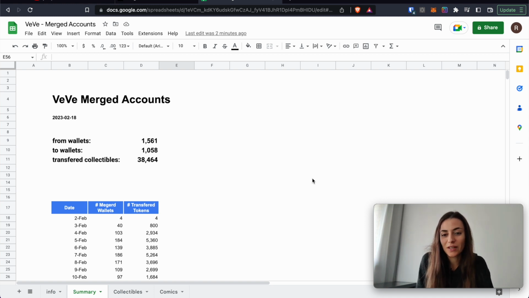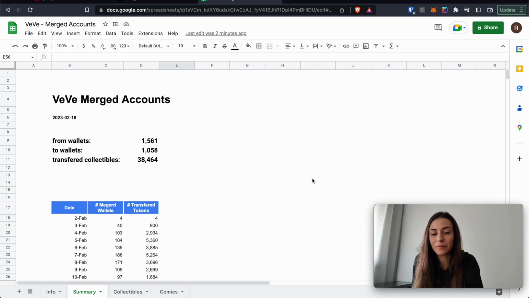Of course, this is something that I will update maybe every month or so, because I think people have until the end of April to do this merging, and once we hit this deadline, we will know exactly how many of those inactive wallets will remain inactive. Then we can go and look at those inactive wallets that haven't been merged and look at what is still in there, because this will probably be collectibles that are then lost or that won't enter the circulating supply anymore.